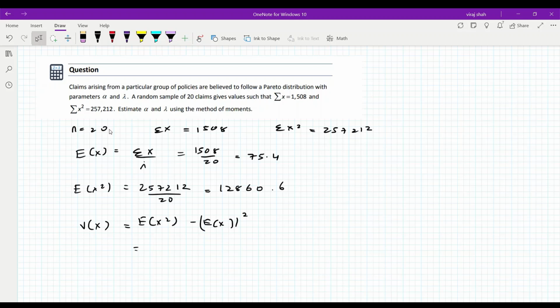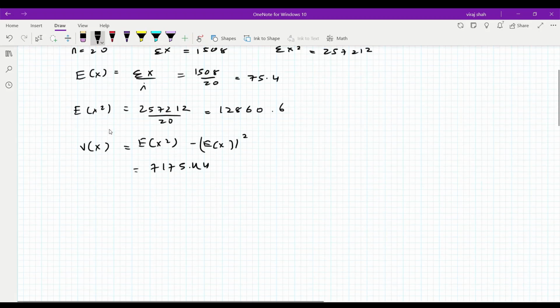Calculate that, you will get some answer. Just a second, let me calculate it for you. Yeah, I got my calculator. It is 12860.6 minus 75.4 the whole square, which would be nothing but 7175.44.